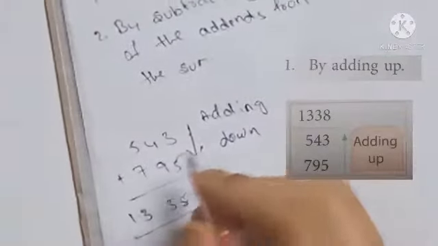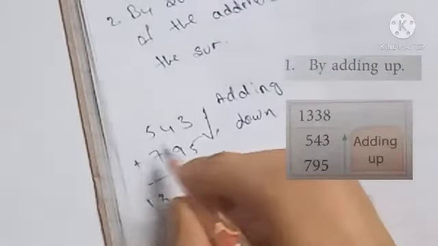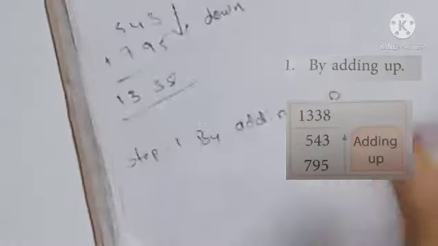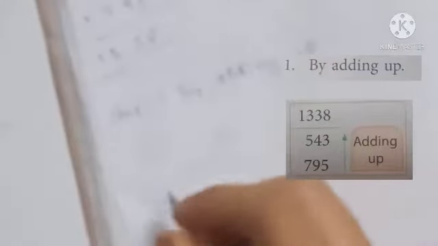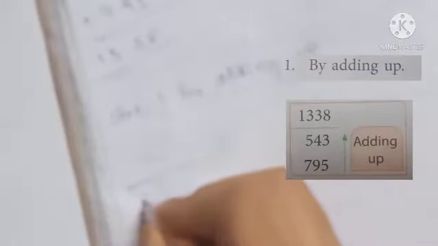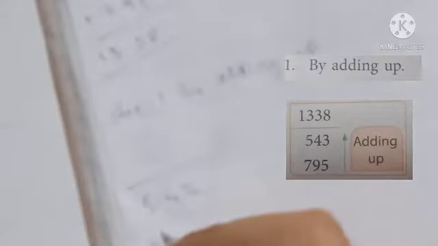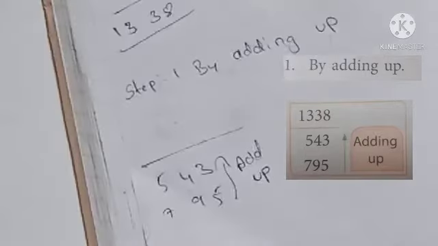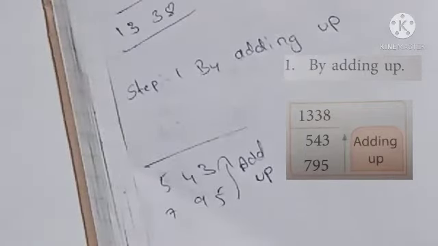Here we got the question as 543 plus 795. Now in step 2, you have to put here 543, 795. Now we have to add up, from down to up, and see what answer we get. One minute, I think it's not clear for you. Let me clear it. I think it's clear now. By adding up, we have to add from down to up.